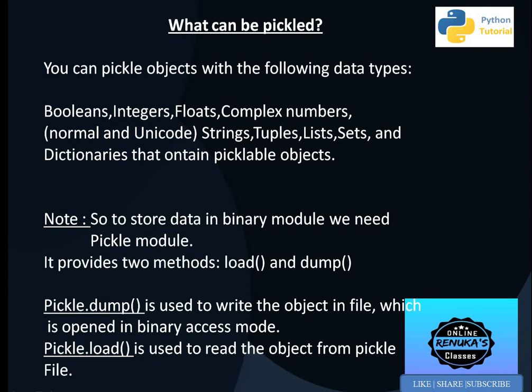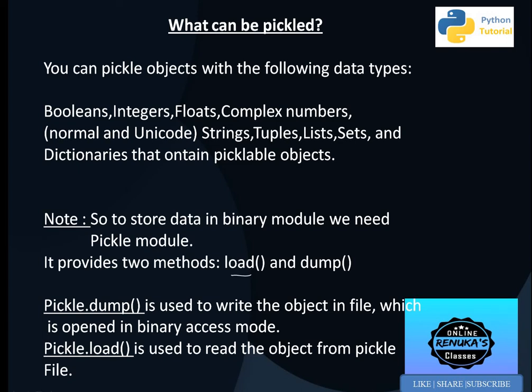So what can be pickled? Booleans, integers, floats, complex numbers, strings, tuples, lists, sets, dictionaries, all these can be pickled. So we can convert them to a byte stream in our program and then we can store them.